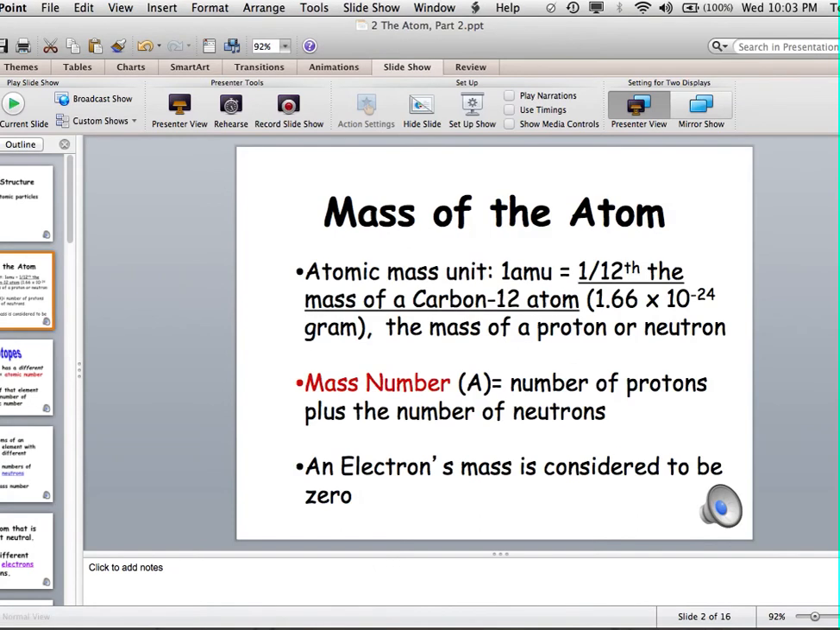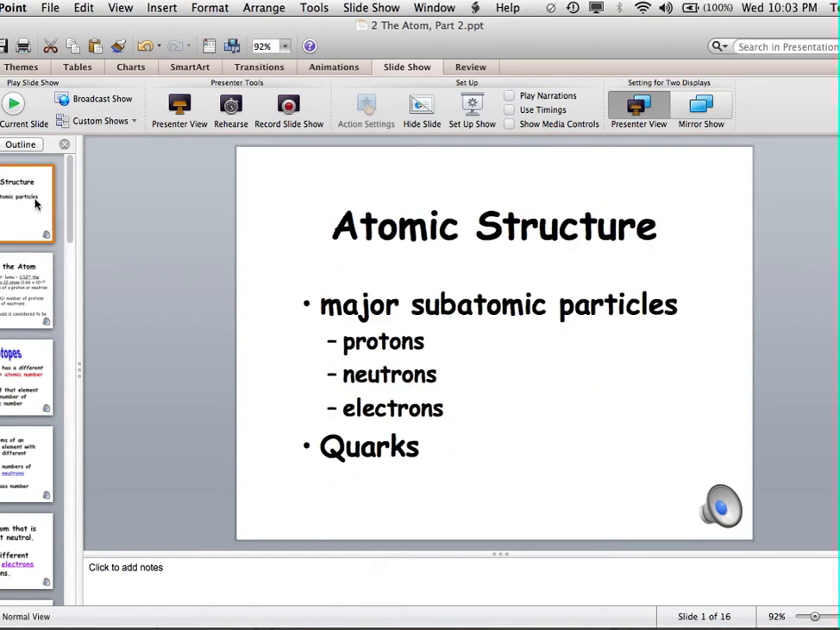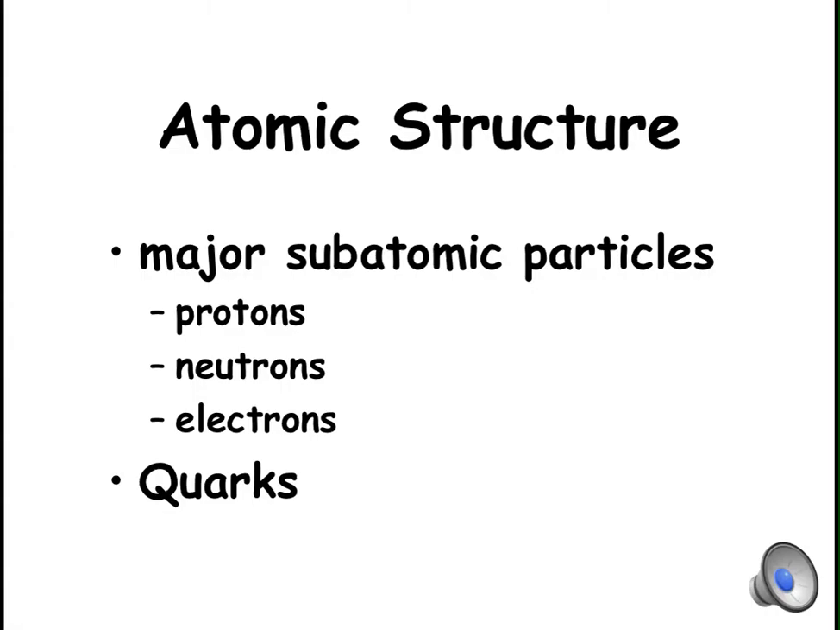And so we are going to be talking about the atomic structure of the atom. And we do know we have major subatomic particles, the protons, neutrons, and electrons. Protons are positive, neutrons are neutral, they have no charge, and electrons are negative. There are also particles called quarks, and they are what protons and neutrons are composed of.